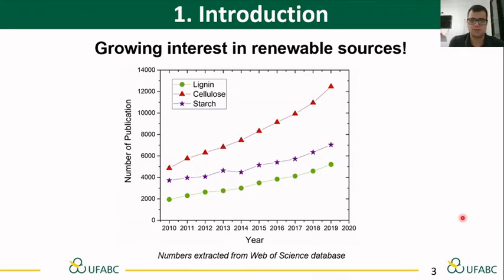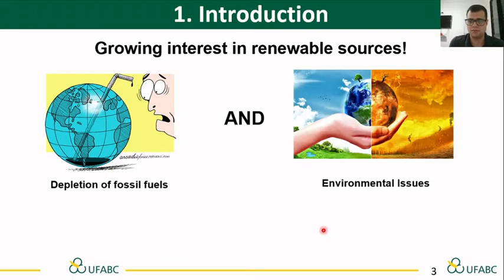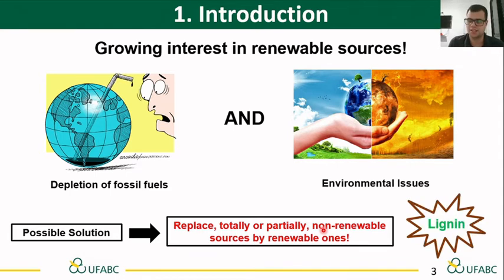Recently, the interest in renewable sources is growing, as can be seen in this graph that shows the number of publications concerning lignin, cellulose, and starch, 3 renewable materials, per year in the last decade. But why? First, because of the imminent depletion of fossil fuels, and second, because of environmental issues. So, a possible solution for these problems is to replace totally or partially non-renewable sources by renewable ones. In this context, lignin has been singled out.